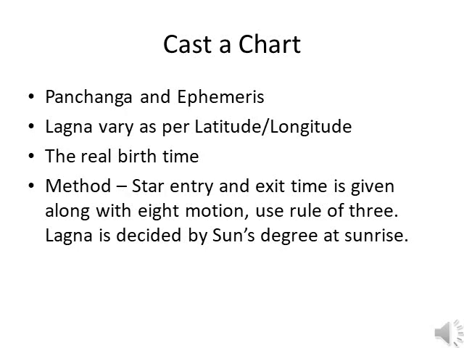However, our ascendant degrees will change because ascendant is calculated topocentrically, as we have learned in the previous slide. So Lagna vary as per latitude and longitude, whereas the position of planets remains the same. Okay, this is a basic thing that you need to understand first of all.